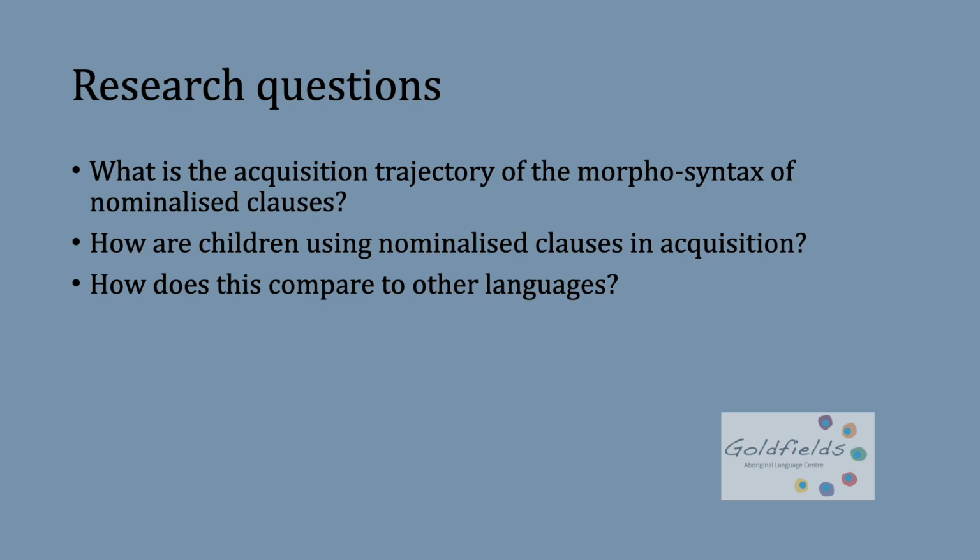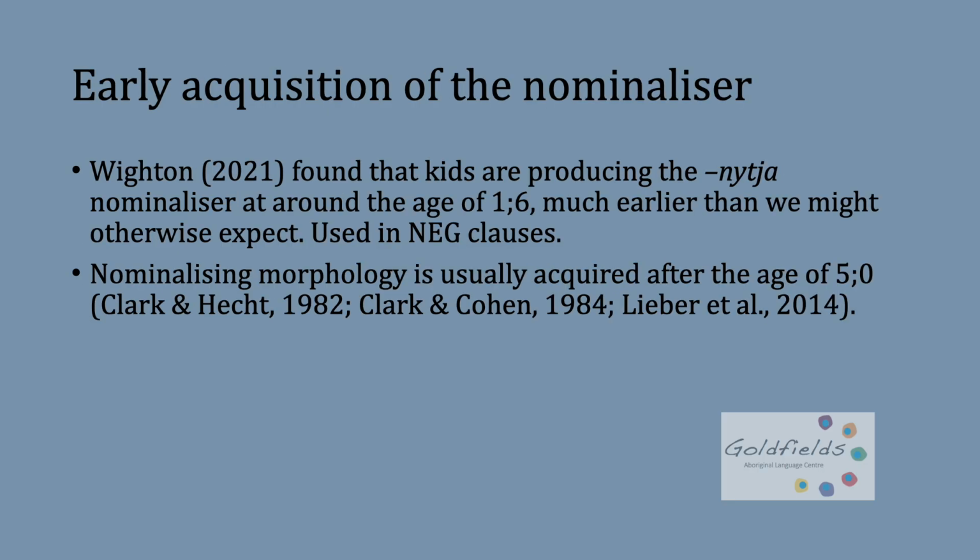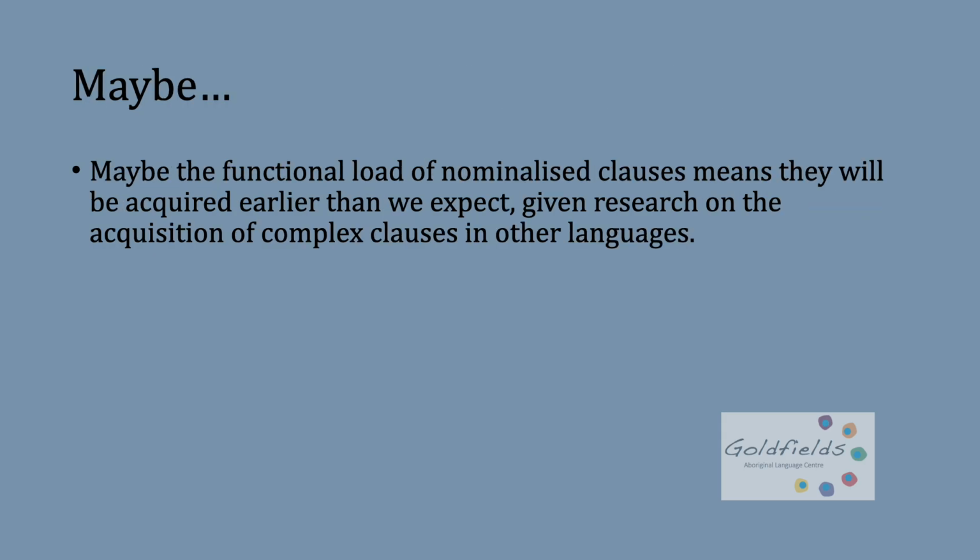Another thing to take into account is that Wanyama Whiten, in his honours thesis looking at the acquisition of Pitjantjatjara verbal morphology, found that children are producing the nominalizer, that morpheme essential in creating nominalised clauses, unexpectedly early, at around the age of 1.5 in negative constructions. And this is despite the fact that nominalising morphology is normally acquired very late in other languages, after the age of 5. So maybe the functional load of nominalised clauses and the frequency in child-directed speech that we may infer from that is overriding the complexity of nominalised clauses as a factor in the acquisition of this clause type.